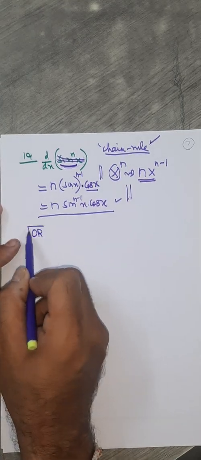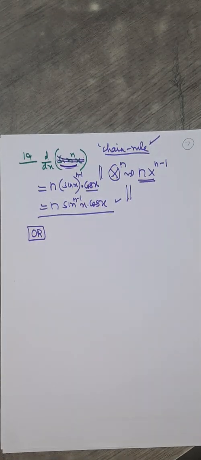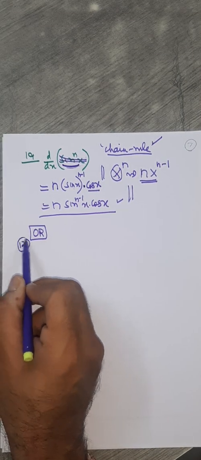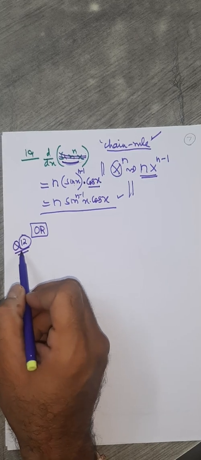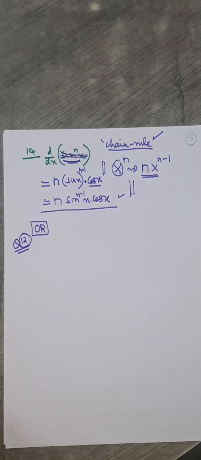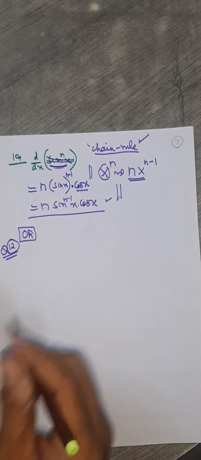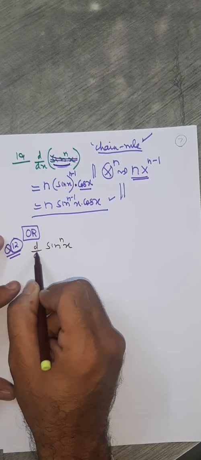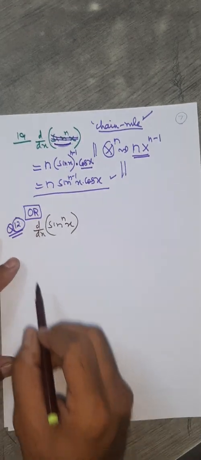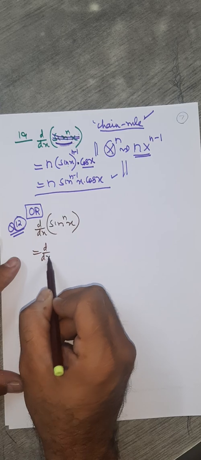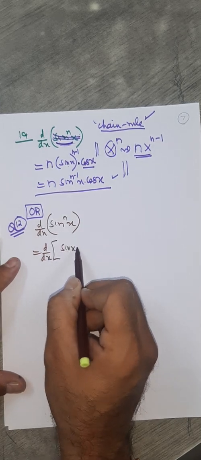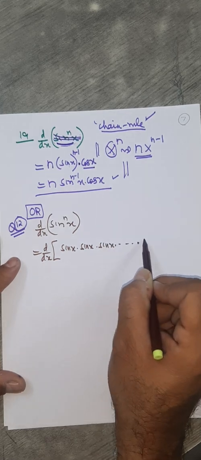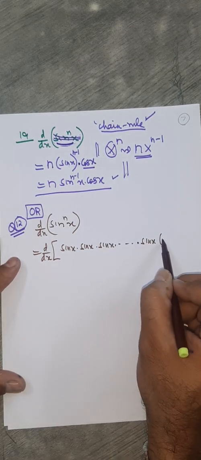Or if I do it directly, it is similar to question number 12, just the same as that, raised to n. Product rule n times, so I'm showing that. Okay, here you have sin raised to n. So what we do? We write d by dx of sin x into sin x into sin x and so on, into sin x. How many times? n times.